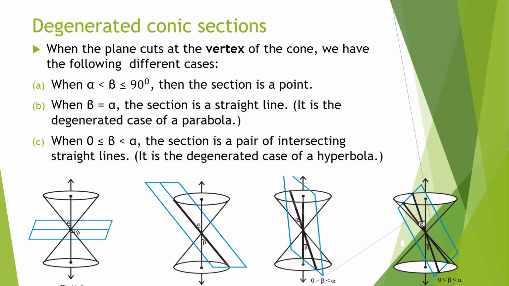In the cases till now, we had assumed that the plane cuts at any point other than the vertex. But suppose the plane cuts at the vertex of the cone, then we have the following cases. Suppose beta is between alpha and 90 degrees, then the section is a point. If beta and alpha are the same, then the section will be a straight line. It is called the degenerate case of a parabola. When beta is between 0 and alpha, the section is a pair of intersecting straight lines and it is called the degenerate case of a hyperbola.